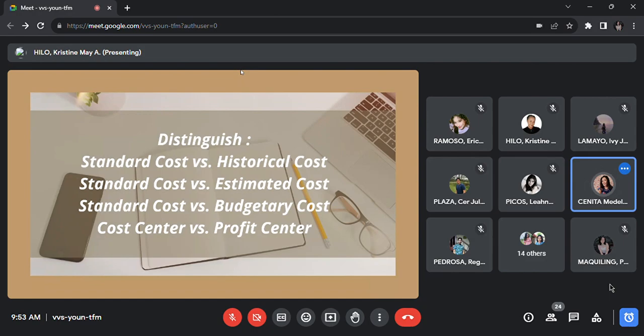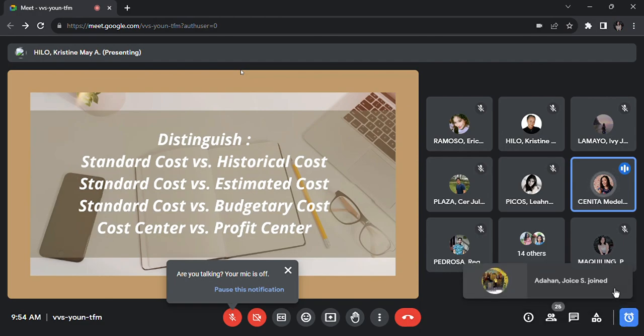Standard cost versus estimated cost. A standard cost is the budgeted cost of a regular manufacturing process against which actual costs are compared. An estimated cost is the overall expected future expenses incurred by a project or manufacturer.